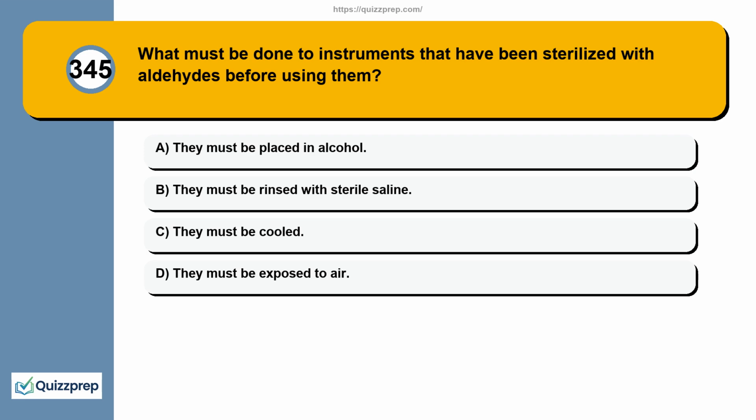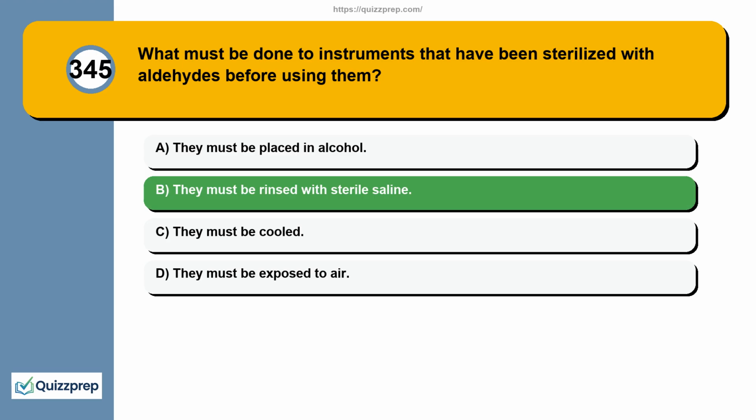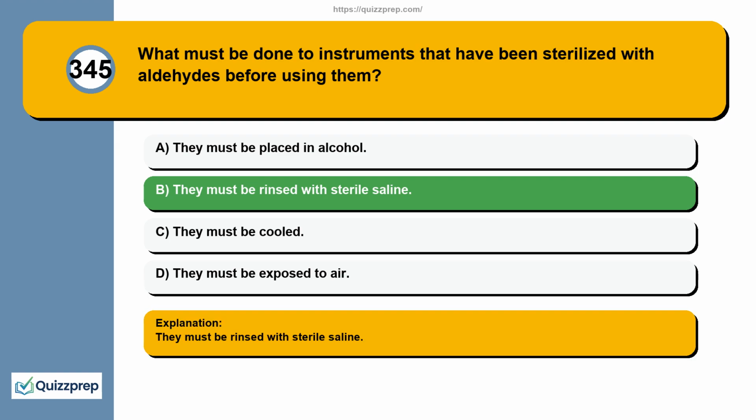Question 345. What must be done to instruments that have been sterilized with aldehydes before using them? Option A. They must be placed in alcohol. Option B. They must be rinsed with sterile saline. Option C. They must be cooled. Option D. They must be exposed to air. The correct answer is option B. They must be rinsed with sterile saline.